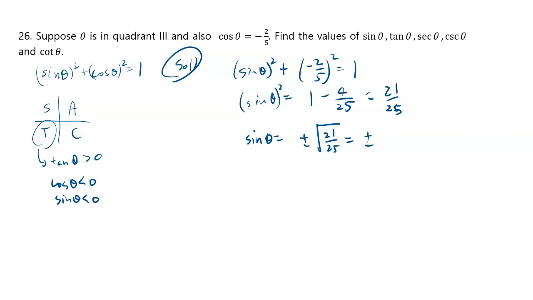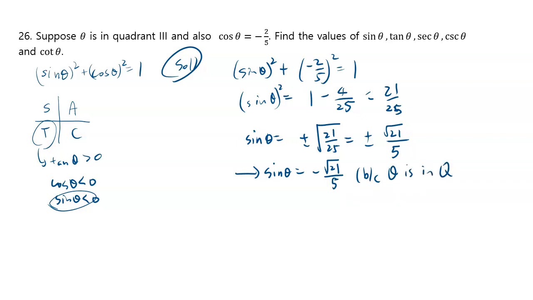And then you have plus or minus. Square root of 21 is just square root of 21. You can't do anything, but square root of 25 is 5. So that's what you get for the sine theta. But which one do we pick? Do we choose the positive or negative? Well, we already said that theta is in quadrant 3. In quadrant 3, sine is negative, so we have to choose sine theta equal to negative radical 21 over 5. Because theta is in quadrant 3.